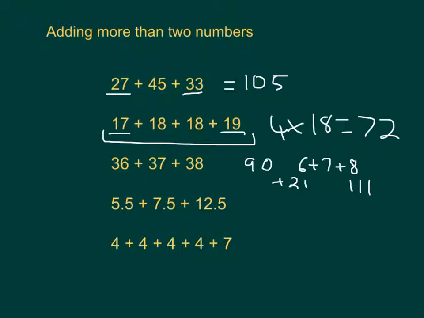For the next one, you might want to add the 3 0.5s to get 1.5 and add the other numbers, or you might want to add the 7.5 and the 12.5, knowing that those two make 20. So the total must be 25.5. And for the last question, I would hope you would recognise, well, this is a bit like doing 5 times 4, but then this will be 3 more than that. 5 4s are 20, plus the 7, 23.